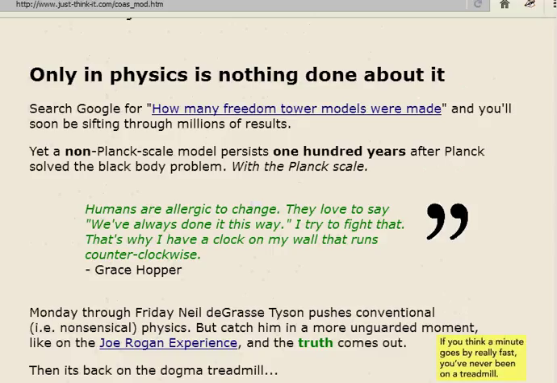Grace Hopper. Monday through Friday, Neil deGrasse Tyson pushes conventional, i.e. nonsensical physics. But catch him in a more unguarded moment, like on the Joe Rogan Experience, and the truth comes out. Then it's back on the dogma treadmill. If you think a minute goes by really fast, you've never been on a treadmill.